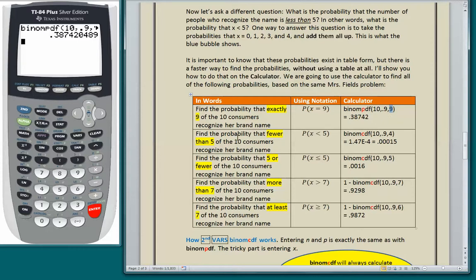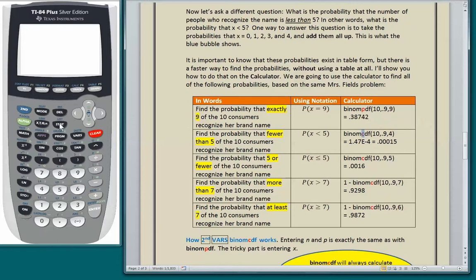Okay, let's do this next one. Find the probability that fewer than 5 of the 10 consumers recognize the brand name. Well, I'm going to clear our screen first. Here we're going to do Binomial CDF. Notice that this is in red. I want you to always be clear when you're using Binomial CDF and when you're using Binomial PDF. The only time you're going to use Binomial PDF is if you're finding the probability that x equals an exact or a specific number. All the rest of the time, you're going to be using binom CDF.